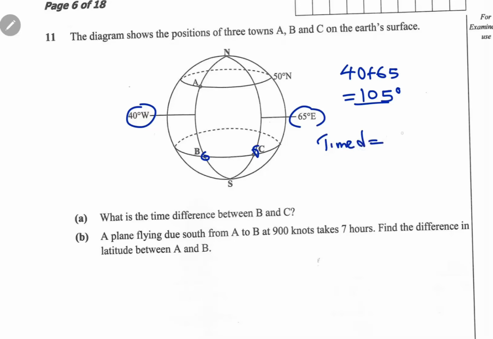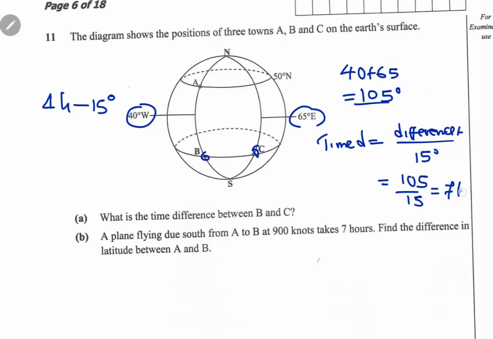After you have found the difference, the time difference is simply the difference in their longitude converted into hours. So it's the difference in longitude divided by 15, because we know that 1 hour is equal to 15 degrees. That's the conversion that we use. So 105 divided by 15 is going to give us 7 hours.